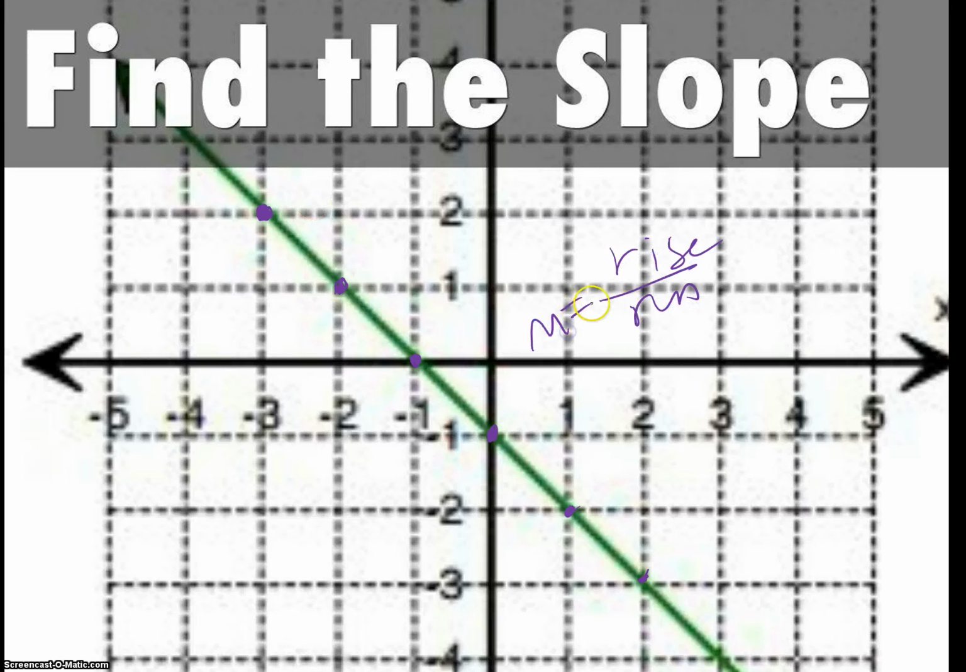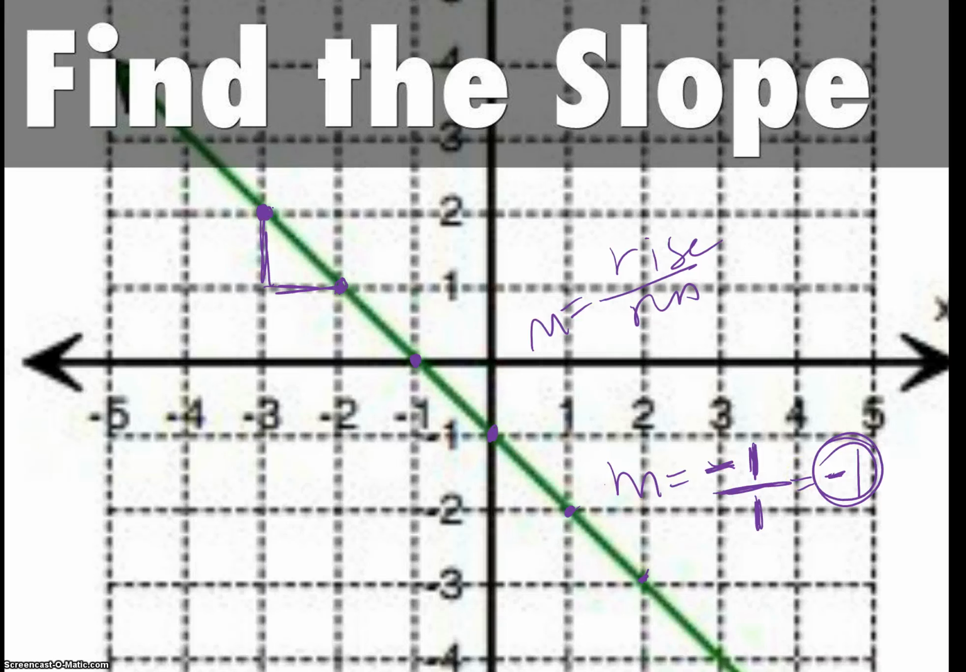Now in this case, what do you notice? The slope goes down. So my slope is going to have a negative answer. So I have to go down 1. So I went -1. And then I have to go over 1. And then I want to simplify this. So -1 divided by 1, any number over itself is equal to 1. In this case, -1 divided by 1 is a negative 1. So my slope is -1.